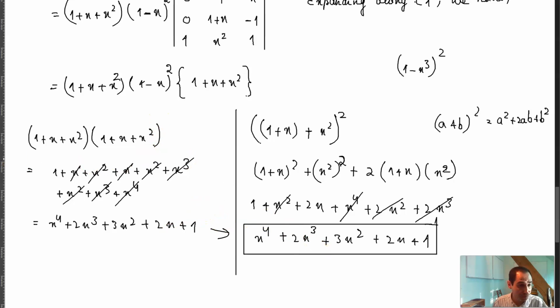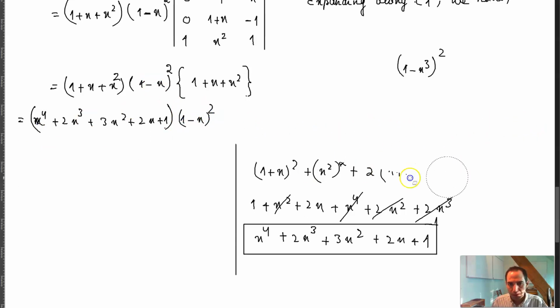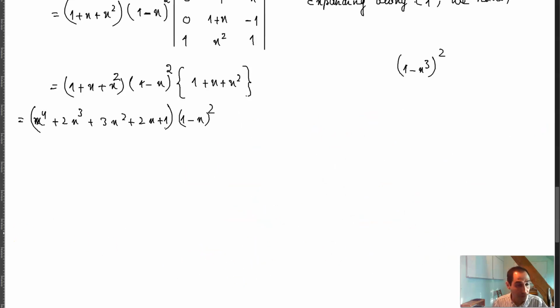So these two multiplied together give me this expression, which is x raised to the power 4 plus 2 times x cubed, plus 3 times x squared, plus 2 times x, plus 1. And if you multiply that by 1 minus x whole squared, you will get, so 1 minus x whole squared is equal to, as you know, 1 plus x squared minus 2x. So instead of that, I will write 1 plus x squared minus 2x, and then I will multiply.